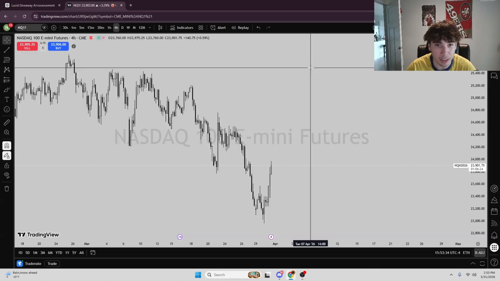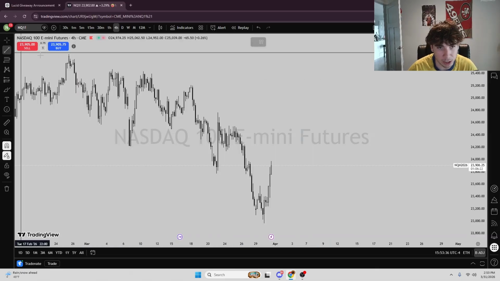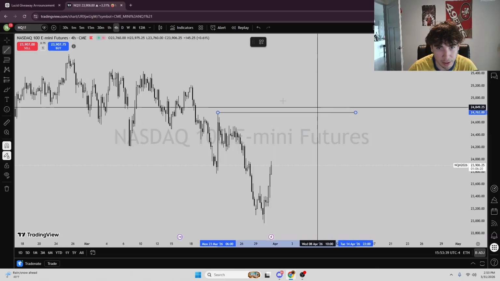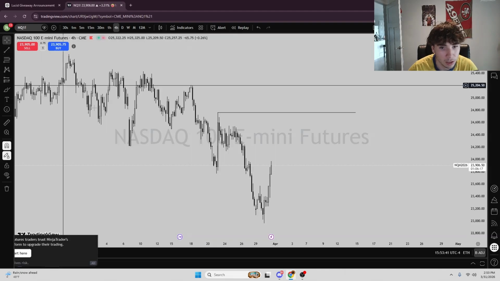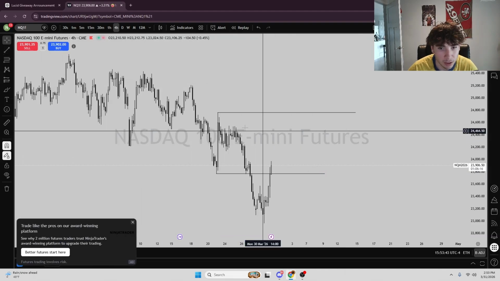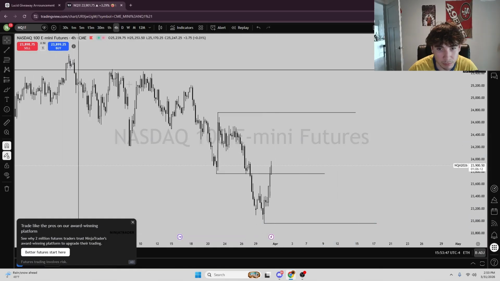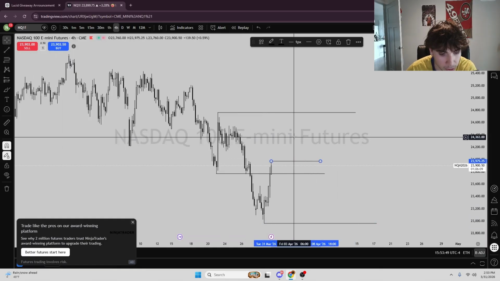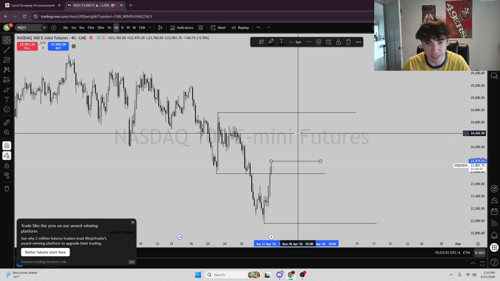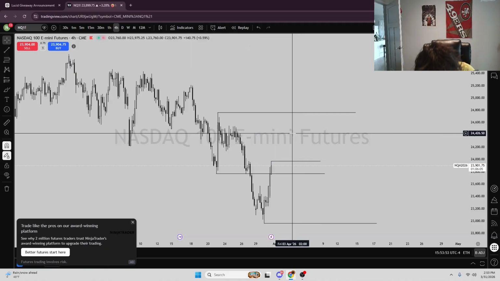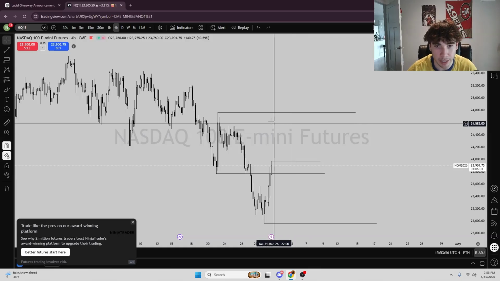So to start off, liquidity is basically swing highs and swing lows in the market. Right here, this is liquidity. Right here, this is liquidity. Right here, this is liquidity, and right now we're technically making liquidity because this is the most recent swing high. So this is where you can anticipate and look for reversals, right?